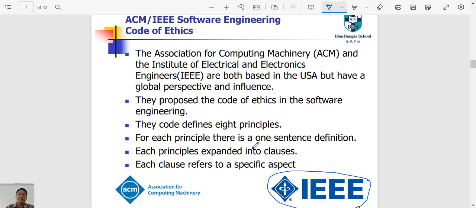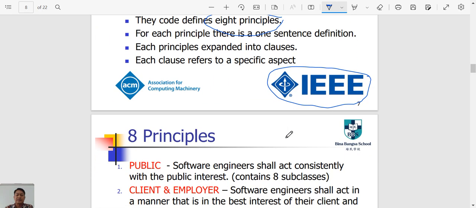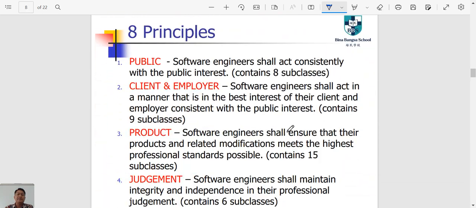They also follow the 8 guiding principles with respect to the ethical standards. Okay, the 8 principles here. If I'm going to discuss one by one, we have here, of course, the general public. So this is now with respect to the IT or computing professional. The public: software engineers shall act consistently with the public interest.